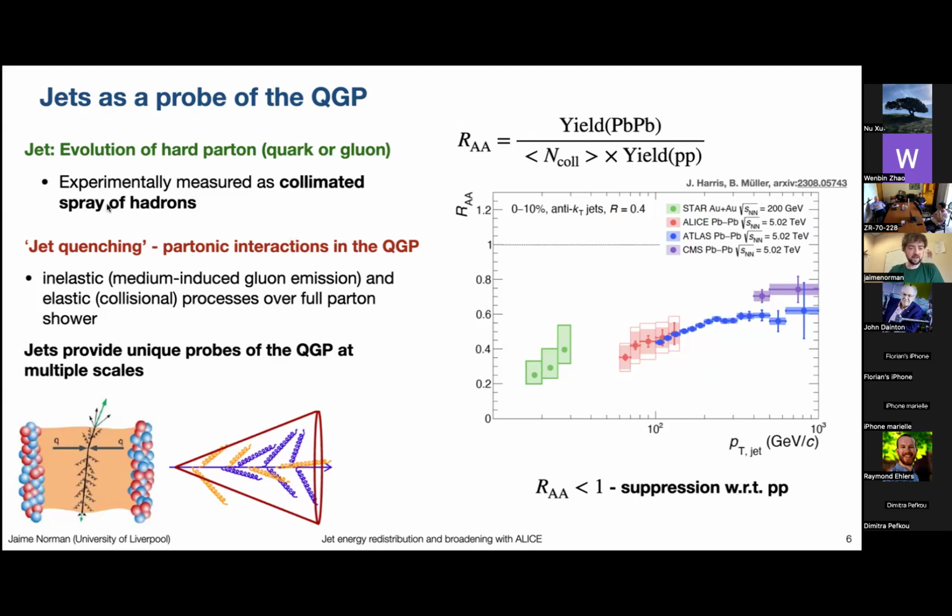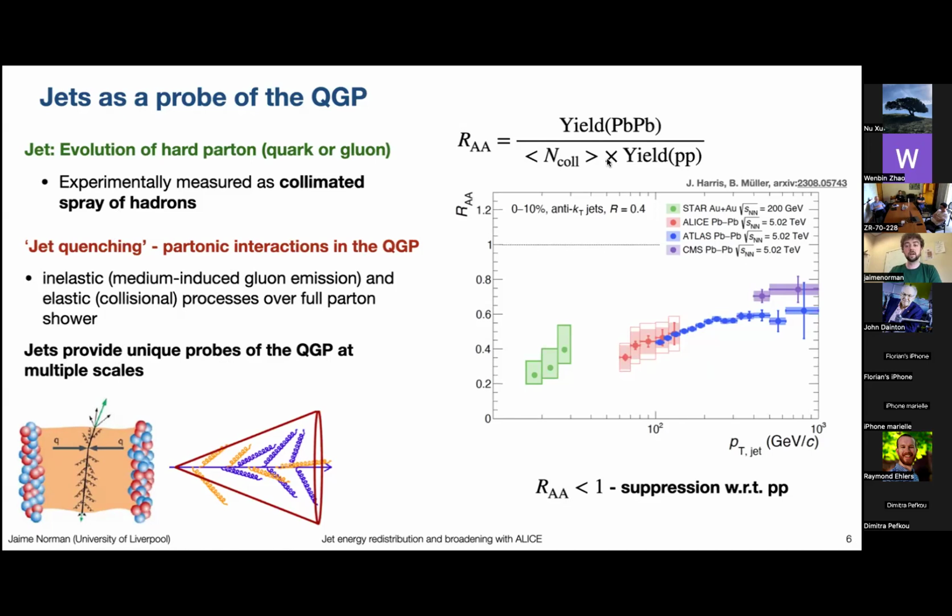Okay, so yeah, this is a jet in collider physics in vacuum. When we go to heavy ion collisions, we get jets that are produced that undergo interactions with the quark-gluon plasma via inelastic medium-induced gluon radiation or elastic processes over the full parton shower. This is an effect known as jet quenching. And by measuring jets in heavy ion collisions, we aim to really probe the quark-gluon plasma at multiple scales.